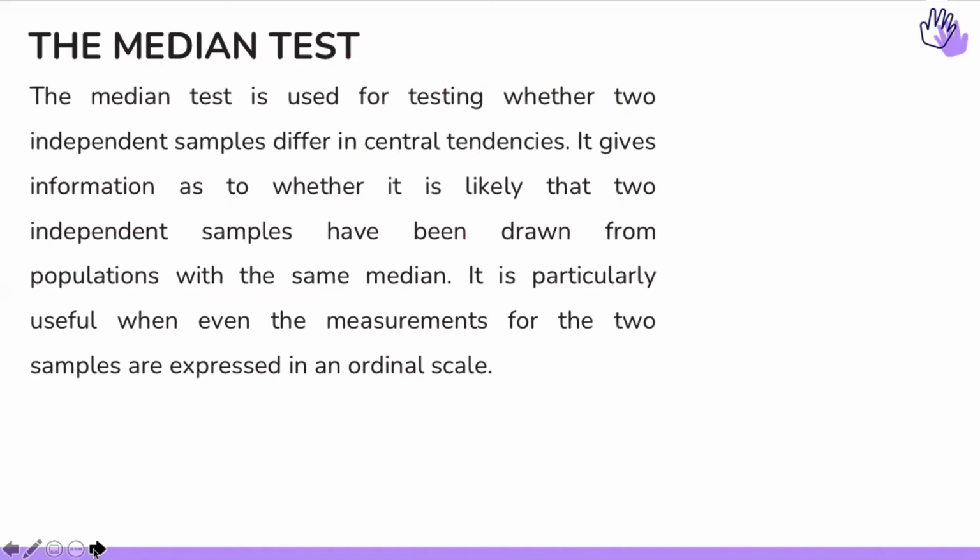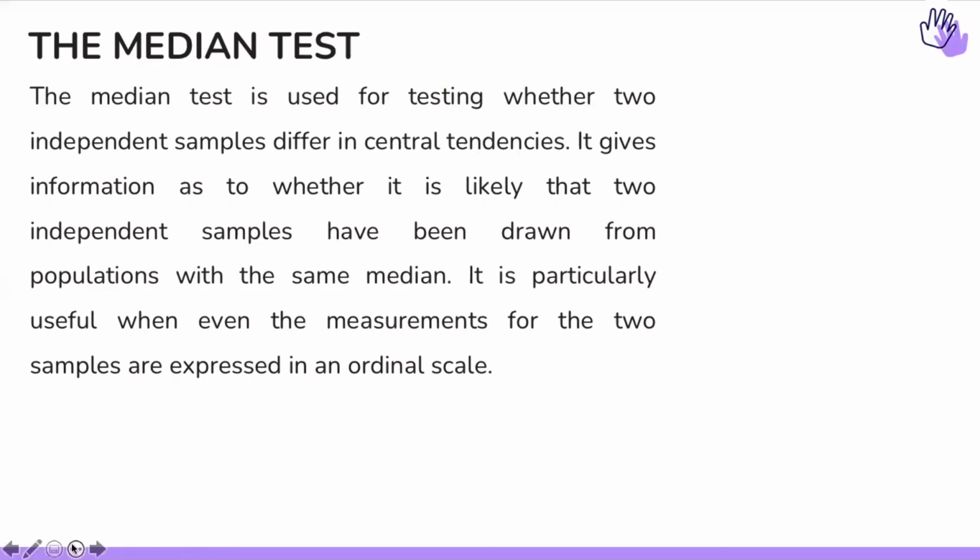Then let us study the median test. The median test is used for testing whether two independent samples differ in central tendency. It gives information as to whether it is likely that two independent samples have been drawn from populations with the same median. It is particularly useful when the measurements for the two samples are expressed in an ordinal scale.